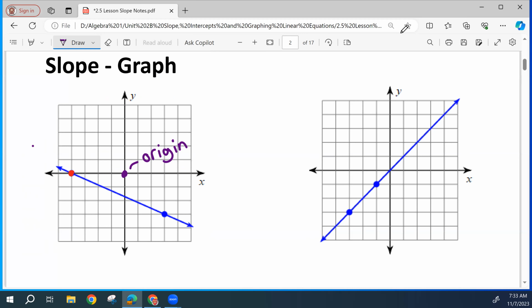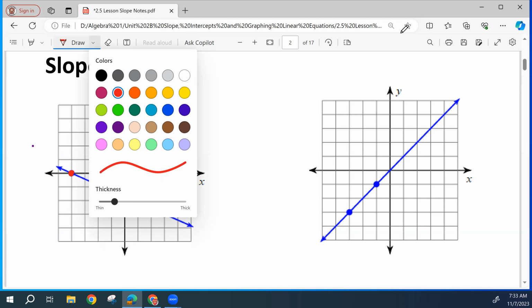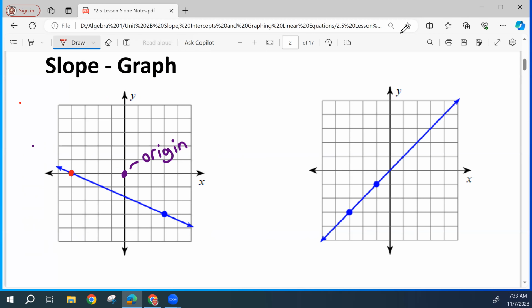X is our first number. So this red point on the left is 4 units to the left of our origin, and that means it's -4. The second number in our coordinate is the Y value. The Y value tells us how far up or down we go from the origin. If we're starting at that purple point in the middle to get to my red point on the left, I don't have to go up or down at all, so our Y value is 0.